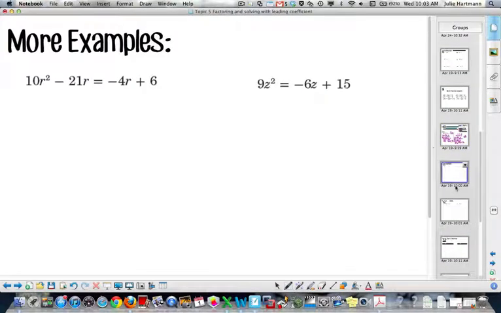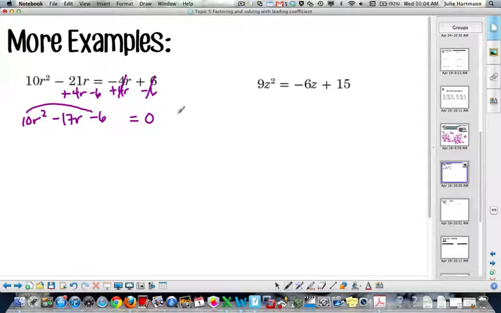Let's see, what do I have next? A couple more examples. So this one, we are not equal to 0. We need to be. So I need to add the 4r over and minus the 6. So I have 10r squared, negative 21r plus 4r is negative 17r minus 6 equals 0. There is no greatest common factor. I almost said 2, but 2 doesn't go into 17, so no common factor.